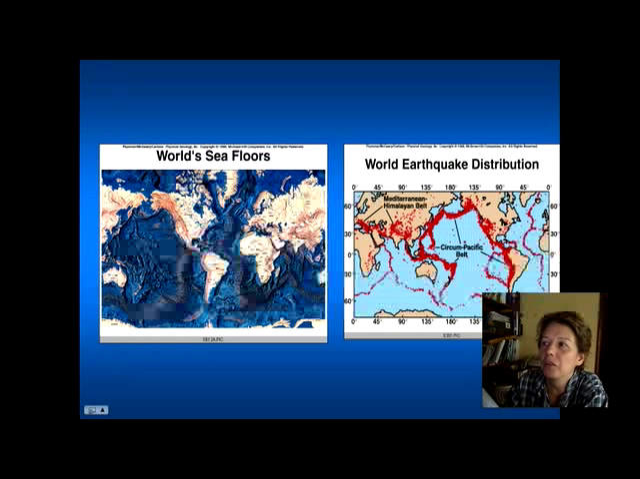Here's your pattern of earthquake distribution, and you can see how the earthquakes are really right along the edges of the plate. So the mountain ranges match up with where the earthquakes are. So that's another piece of evidence that was on that list.